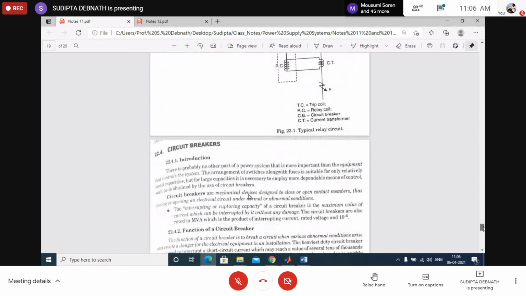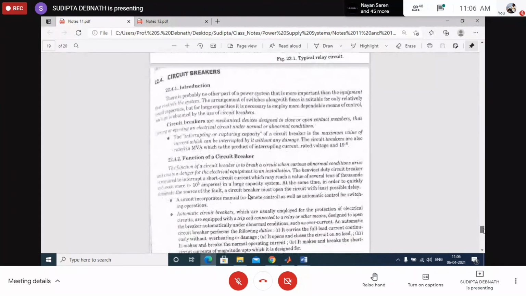Now the circuit breakers. Though the photograph is very poor, what is a circuit breaker? Circuit breakers are mechanical devices designed to close or open contact members. There are two contacts: one is fixed, another is a moving contact. The moving contact will operate, thus closing or opening an electrical circuit under normal or abnormal conditions. Even under normal condition, if you want to open the circuit, you have to operate the circuit breaker. Under faulty condition, it will automatically open from the trip signal received from the relay.